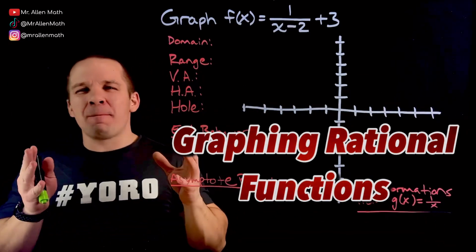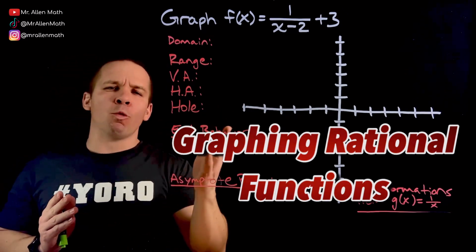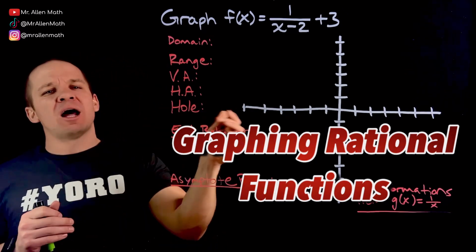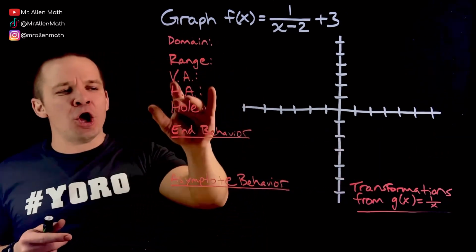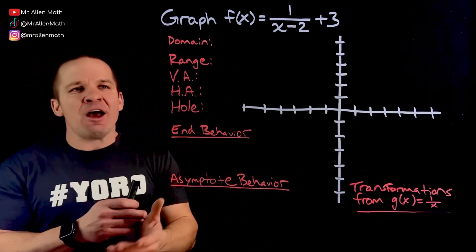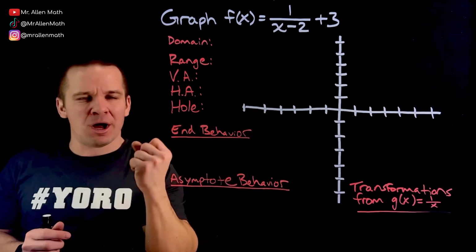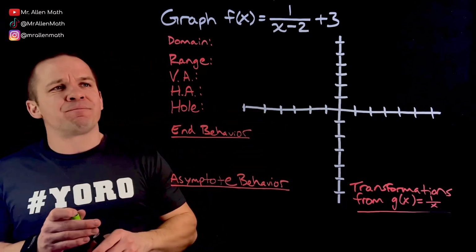Mr. Allen here. We are about to graph a rational function here. f of x equals 1 over x minus 2 plus 3 on the outside. And we got loads of fun information to fill in as well. Not every test is going to ask you all this stuff. I'm going with a lot right now. A plethora of information, if you will. Alrighty, let's go for it.